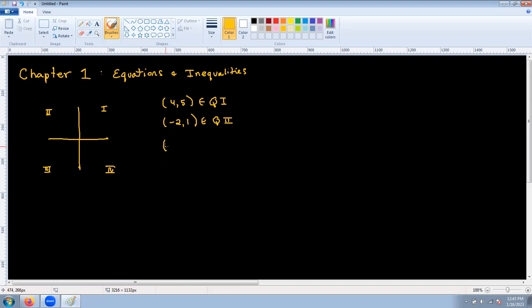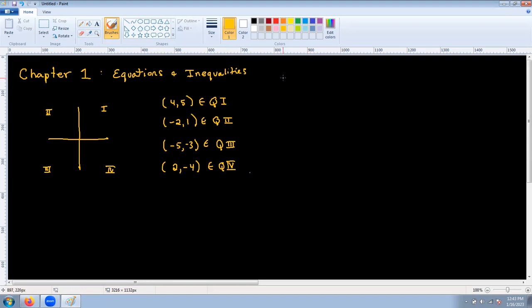Then we have some other point. So we have (-5, -3). And where does this exist? This is quadrant 3. And then last but not least, if we have something like this, (2, -4), this is going to be in quadrant 4.